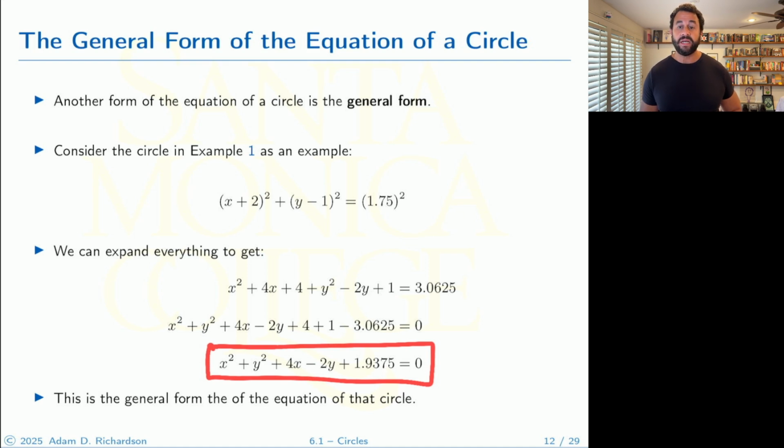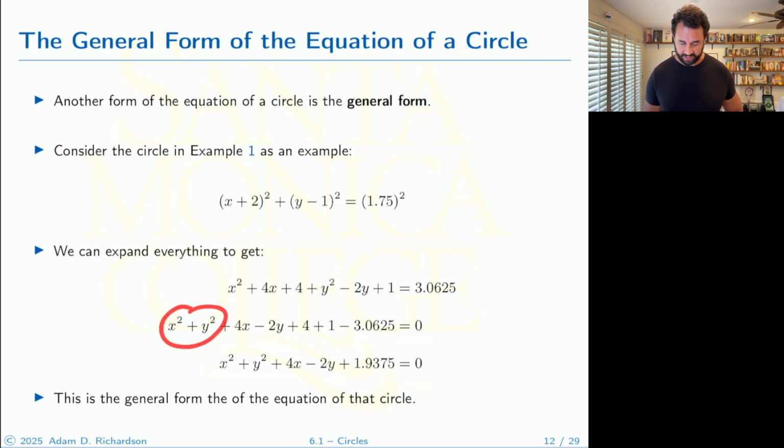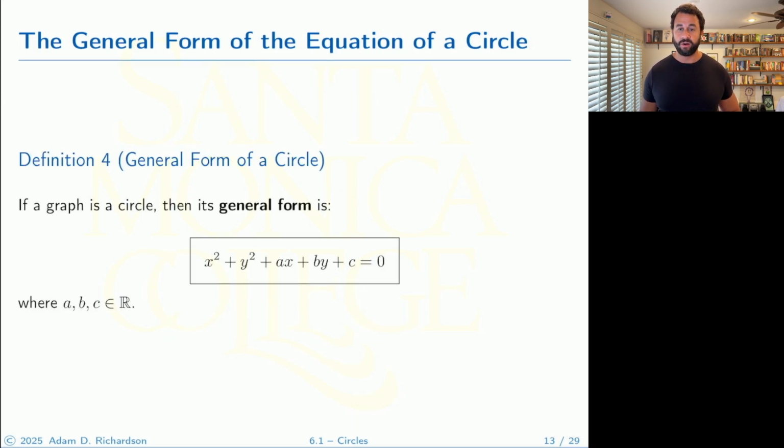That's it right there. So going from standard to general is really easy. Expand everything, move everything to one side, and then group like terms: the squares, the linears, the constants, and that's it. Now, more generally, pun intended, the general form of a circle is this: x squared plus y squared plus ax plus by plus c equals 0, where a, b, and c are real numbers. So this is the general form written in this order and in this structure.